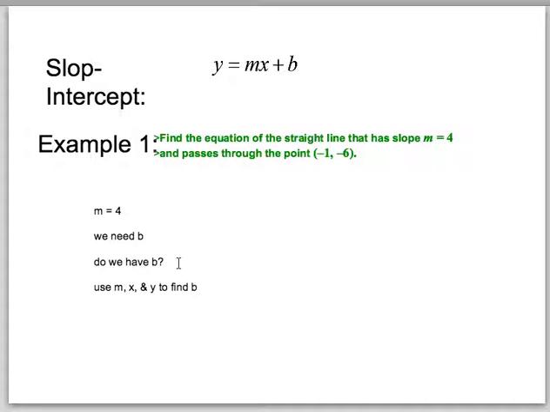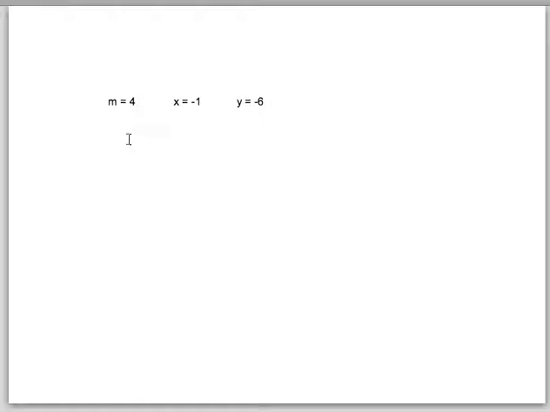Do we have b? A lot of you might be saying, yes, we have a b, it's -6, but it's not. In order for this to be a b, the x point would have to be 0. That's what would make it a y-intercept. So we have an m, we have an x, we have a y. We need to use those to find b. Okay, so our m is 4, our x is -1, our y is -6.